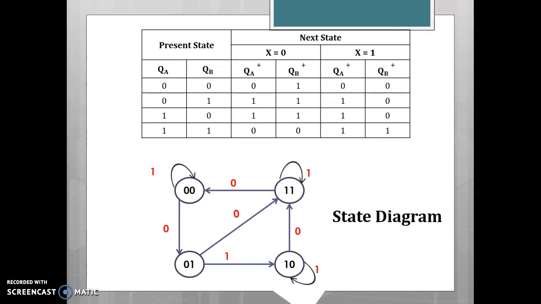So the final step is to draw the state diagram. Again here we'll have 4 states: 00, 01, 10 and 11. For the input x equal to 0, for the present state 00, the next state is 01. And for the input x equal to 1, the next state is 00. The remaining values are again plotted graphically from this state table.